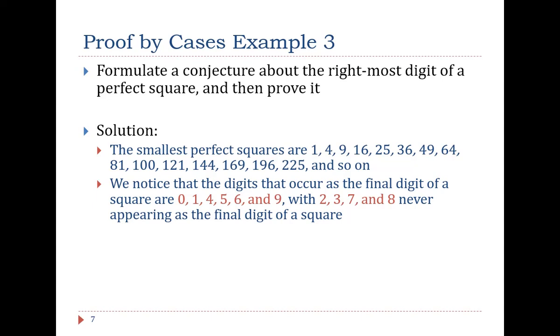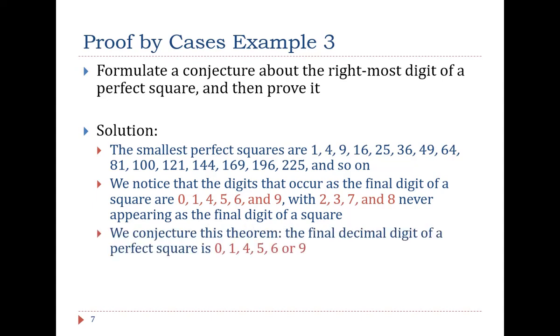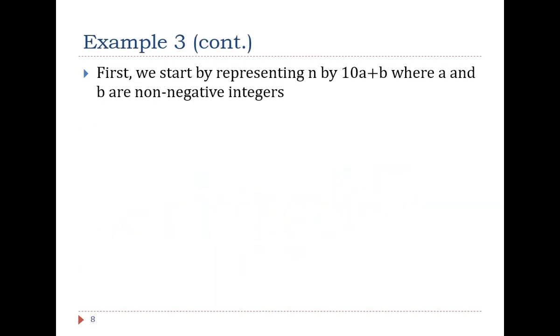So let's formulate the conjecture first. The final decimal digit, or the rightmost digit, in a perfect square is one of those values. How can we prove this? We can prove it by cases. Do you agree? Well, how?